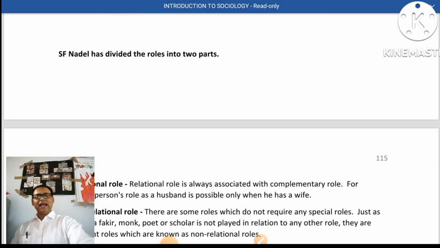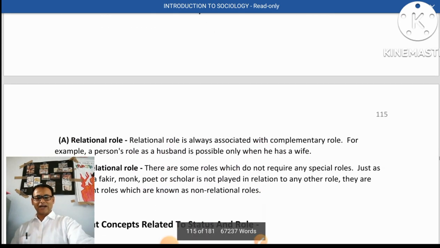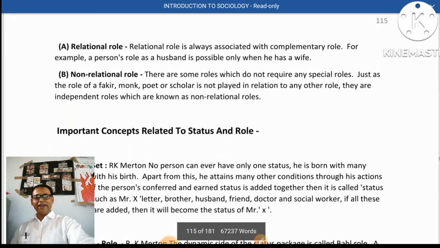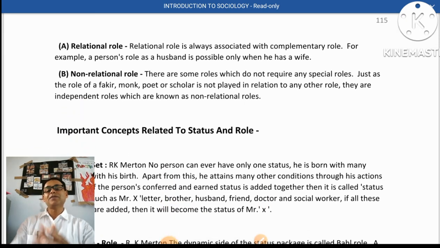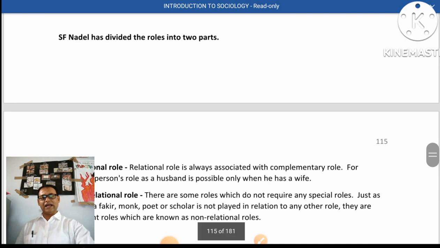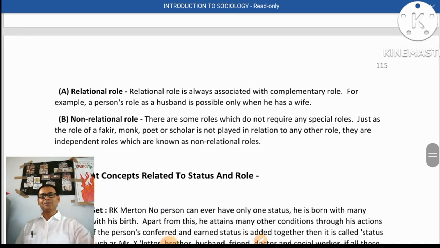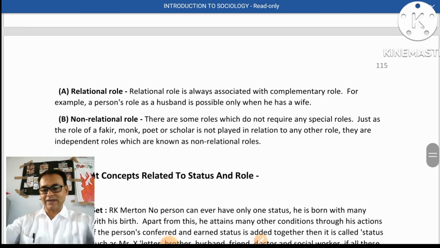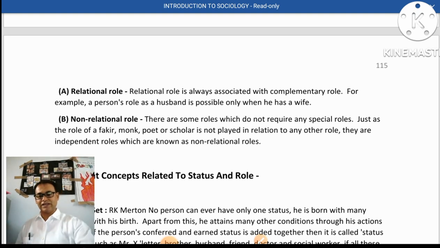S.F. Nadel has divided the role into two parts, relational role and non-relational role. Such types of questions are always asked in examinations, in MCQ and in UGC NET examination. Relational role and non-relational role, who describes this? This is described by S.F. Nadel.